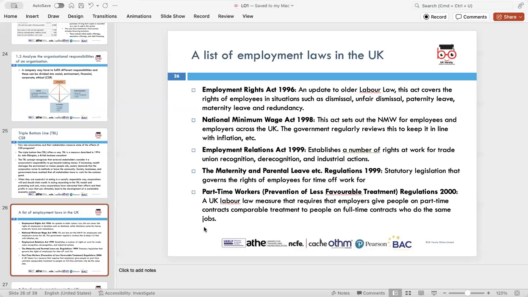off work. For part-time workers, this legislation is aimed at preventing less favorable treatment. The Part-time Workers feature of the United Kingdom's labor legislation, known as Regulations 2000, mandates that companies must provide employees on part-time contracts with the same level of treatment as those on full-time contracts who perform the same responsibilities.